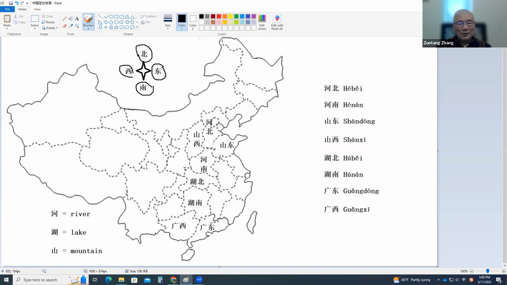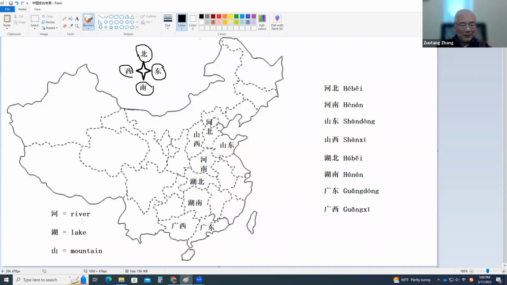Also, Dong and Nan are regarded as more important. The horizontal direction is more important than the north and the south direction. And therefore, to say southeast, we say it reversely. We say Dong Nan. So in the Chinese language, it's east-south instead of southeast. Dongbei, northeast, is the same thing. You say Dong first, and then you say Bei. All right. So these are the directional words.